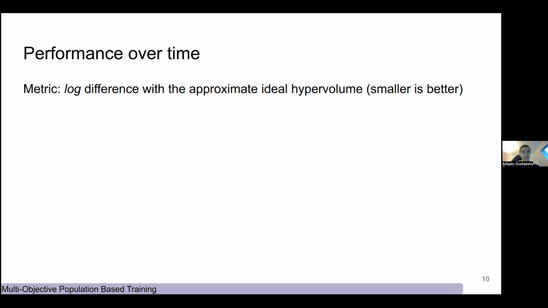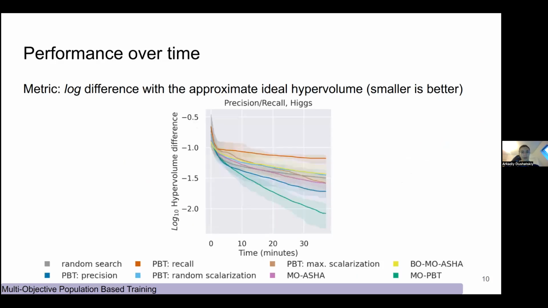So one of the main results we have is shown here for precision recall optimization on the Higgs tabular data set. As the metric, we use the logarithmic difference between approximate ideal hypervolume and achieved hypervolume by different timestamps. So lower is better. And we see that MO-PBT nicely outperforms other baselines.